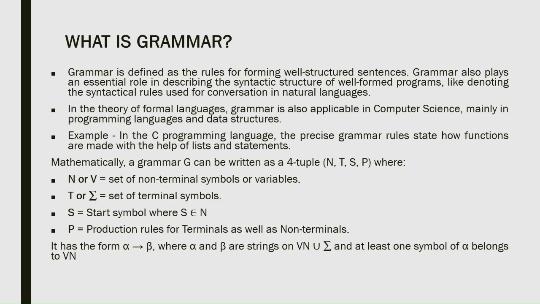So mathematically a grammar can be written as a four tuple N, T, S, P, where N or V is called a set of non-terminal symbols or variables. T or the summation symbol is the set of terminal symbols. S is a start symbol, where S belongs to N, and P are the production rules for terminals as well as the non-terminals.